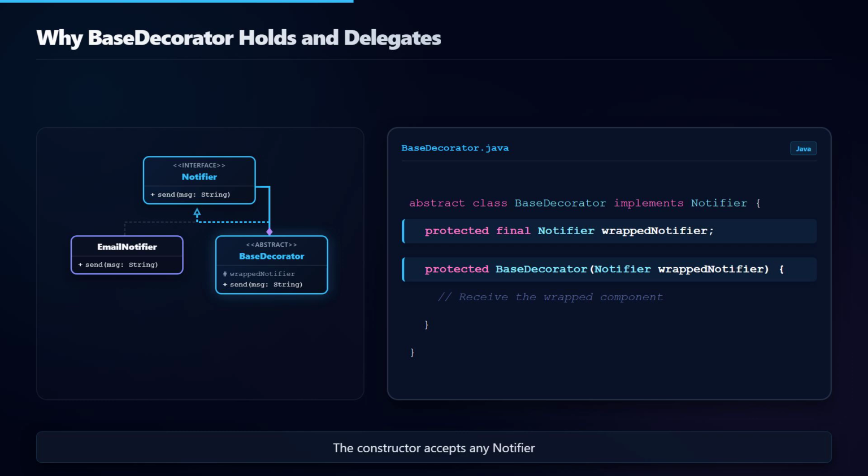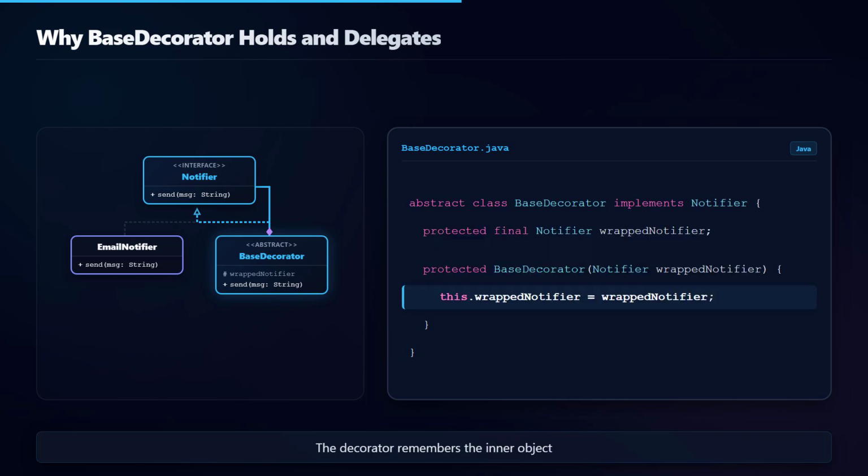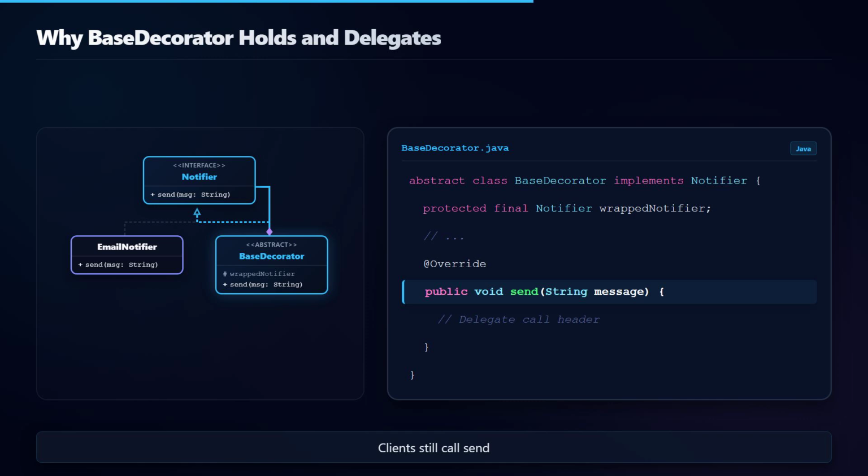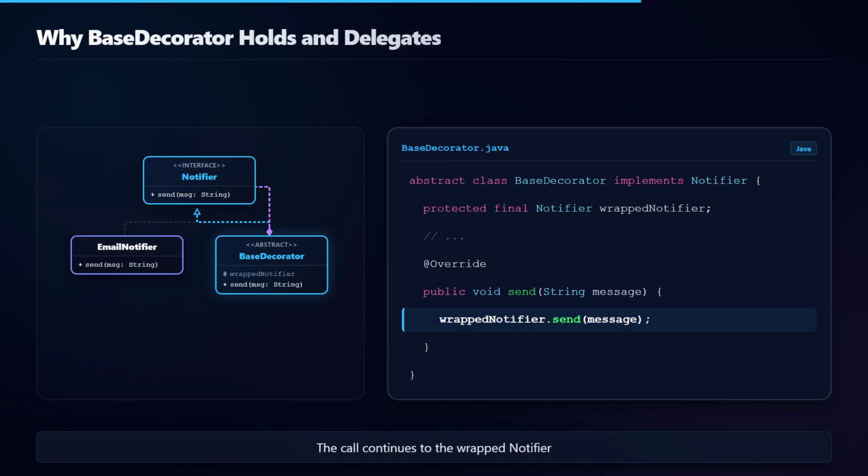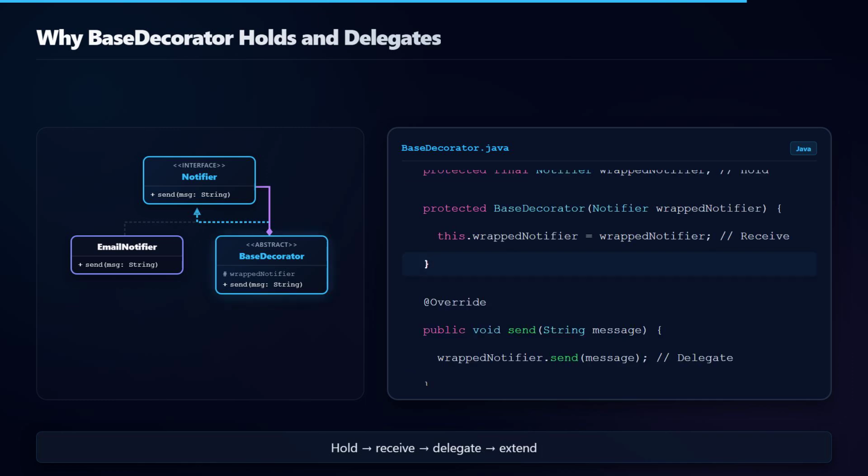The constructor receives the notifier. This decorator will wrap. The concrete type can vary at runtime. The assignment stores that reference, allowing later calls to continue through the wrapped object. Because base decorator is still a notifier, clients call the same send operation they already know. Delegation means base decorator passes the original call to the wrapped notifier, instead of replacing its behavior. Base decorator holds a compatible object, receives it through the constructor, and delegates before focused behavior is added.